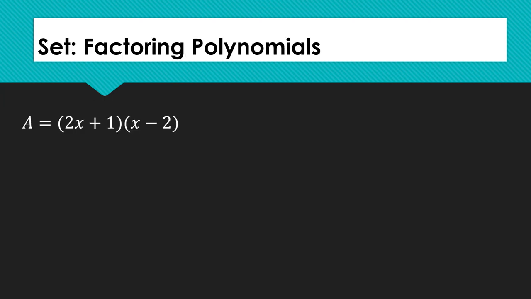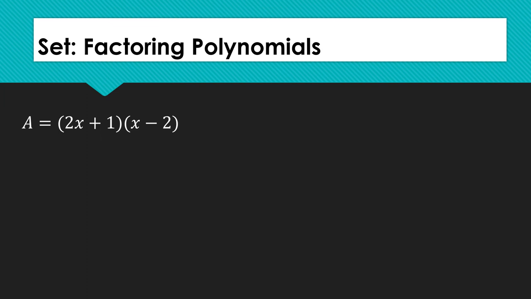In the Set section, you're factoring polynomials by rewriting each given expression as a product of two linear factors. In the previous lesson, we worked on factoring polynomials with leading coefficients of 1. In today's task, we developed the use of an area diagram to support factoring polynomials with leading coefficients other than 1.